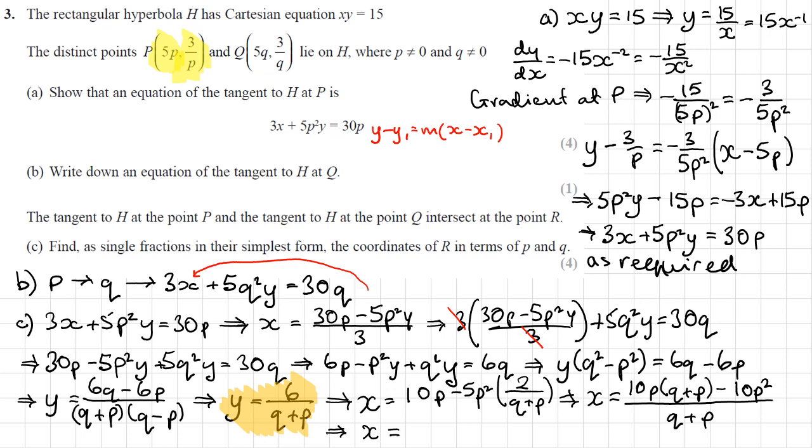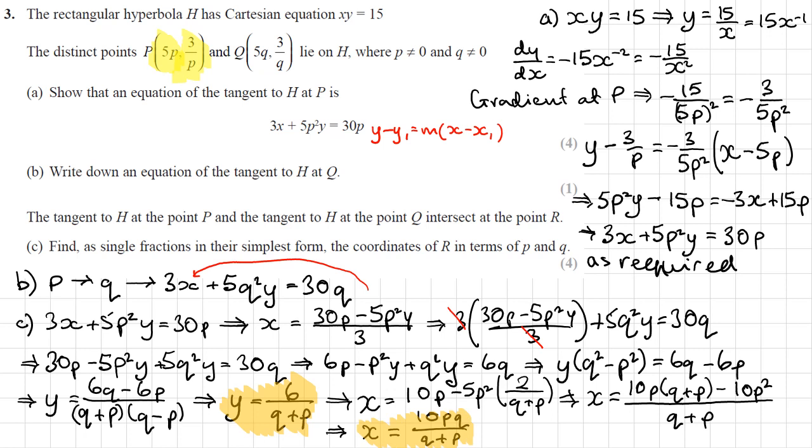Next, if I expand the brackets at the top, I'll get 10pq, then I'll get 10p squared, but then I'll also get minus 10p squared, so that cancels out. So I'm just left with 10pq over q plus p, or p plus q. Now that can't be simplified any further, so that forms the x-coordinate of R.